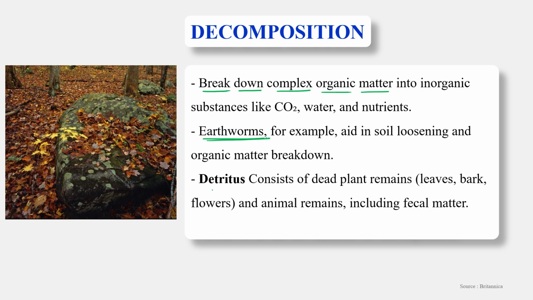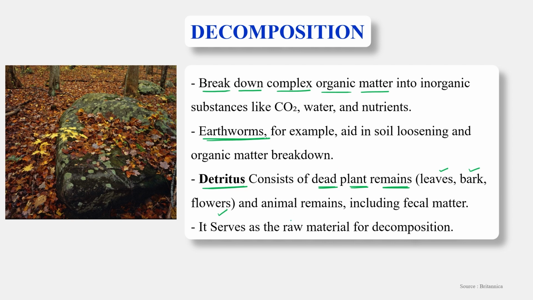Okay, next is detritus. What is detritus? Detritus consists of dead plant remains like dead leaf, bark, flower, and animal remains also, including fecal material. That is, dead or decaying parts of leaf, bark and flower of plants, and fecal material of animals. It serves as a raw material for decomposers.